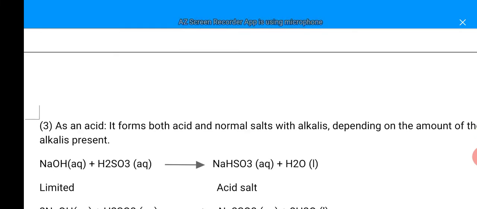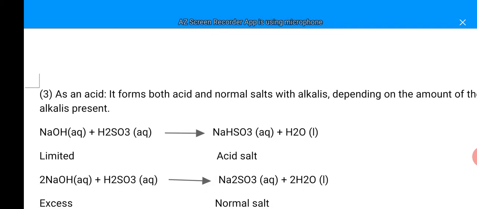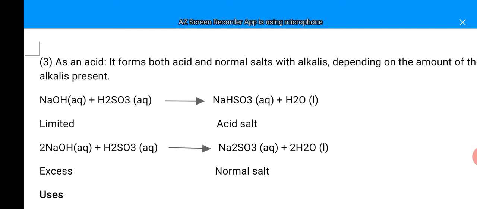Number 3, if it should be considered as an acid, this trioxosulfate 4 acid forms both acid and normal salt with alkalis. That is when it reacts with sodium hydroxide. It now depends on the amount of the alkalis present. For instance, if the alkalis is in limited supply, you are going to have acid salt being formed. But if it is in excess supply, you are going to have a normal salt being formed, as you can see in these equations.